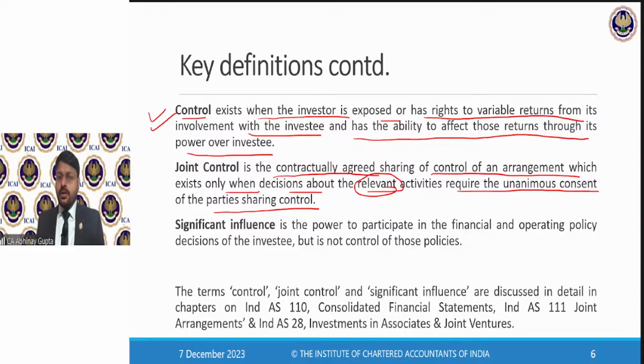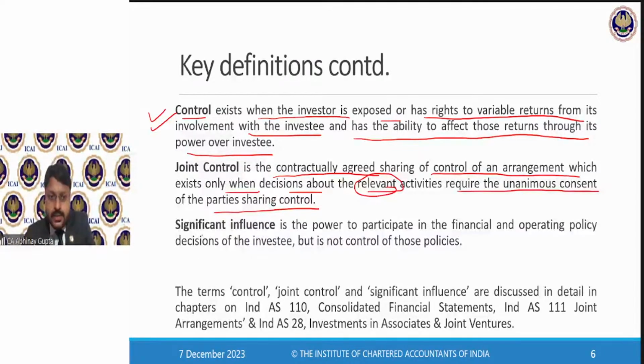So in joint control, there can be two parties who are jointly controlling a particular entity. So that is treated as joint control. Under joint control, you must have studied there are two scenarios. Either it could be treated as a joint operation or it could be treated as a joint venture. So both are governed by the joint control.